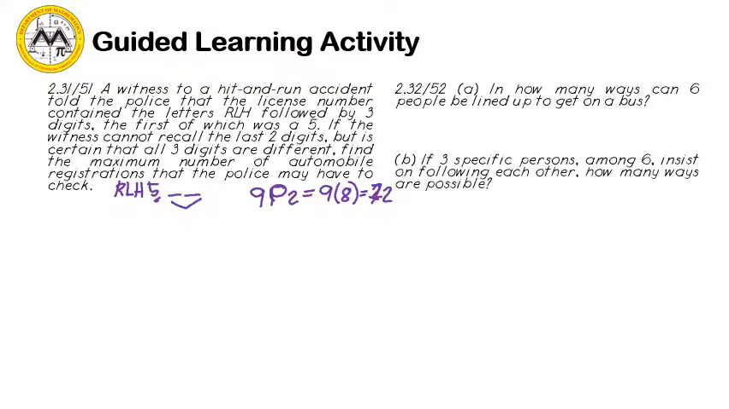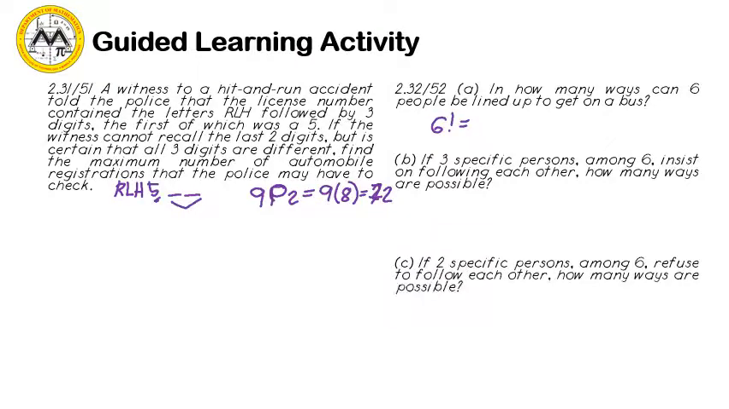In how many ways can 6 people be lined up in a bus? So for lining up, it would be 6 factorial. So this would be equal to 6 times 5 times 4 times 3 times 2 times 1. So that would be equal to, yes, that is 720.